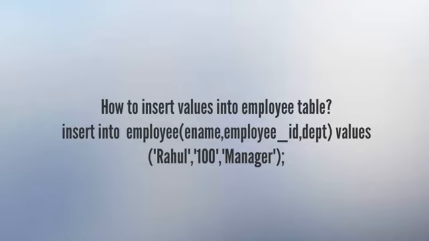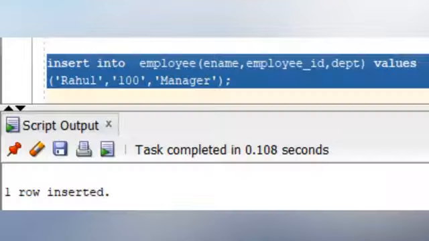How to insert values into the employee table? Insert into employee, ename, employee ID, department, values Rahul, 100, manager. Means we are adding ename equal to Rahul, employee ID equal to 100 and department equal to manager. Here also I have executed this insert statement. Once the record has been inserted into the employee table, it will display the output: one row inserted. So I have inserted the row Rahul, 100 and manager.